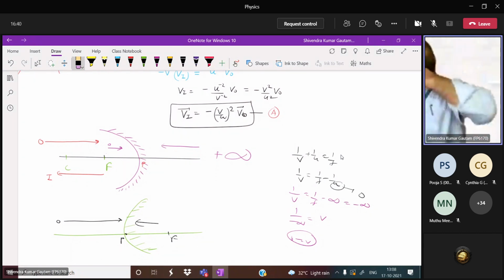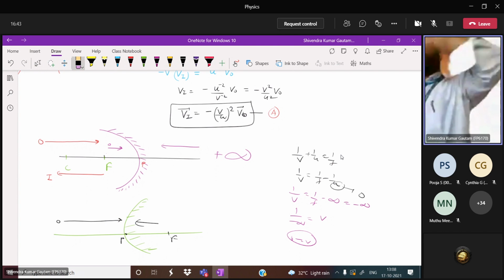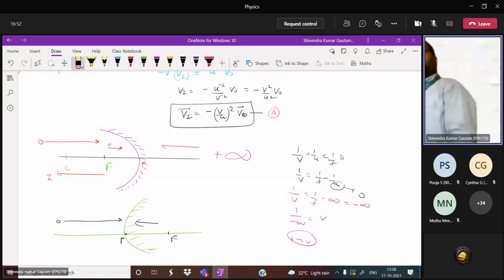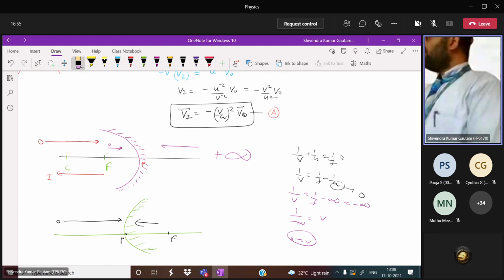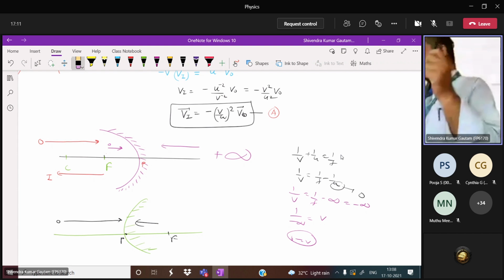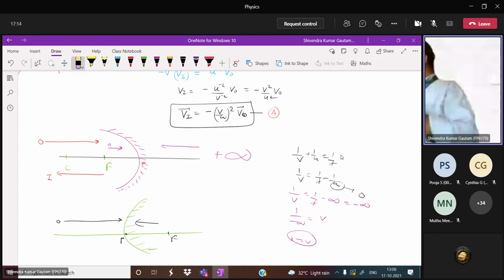In a concave mirror, if the object moves from minus infinity to focus, the image moves from focus to plus infinity, in brackets, real image.